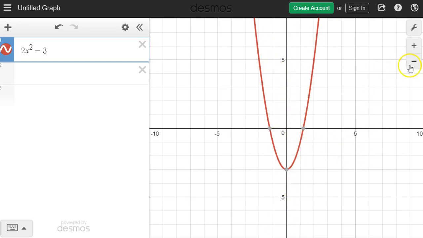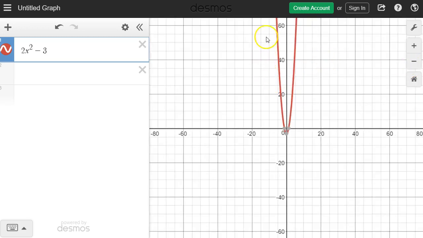So notice, if you zoom out again, it goes up to the left and up to the right forever. So the domain is actually all real numbers, because it keeps going up to the left forever, and up to the right forever. So left to right, you'll always be able to plug a value in to get a real number out. So the domain in this case is all real numbers.